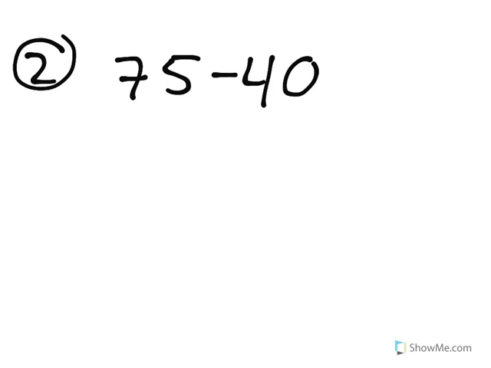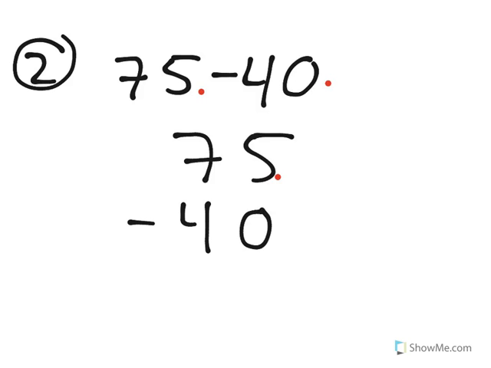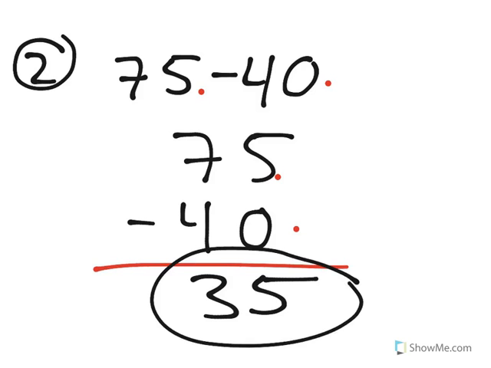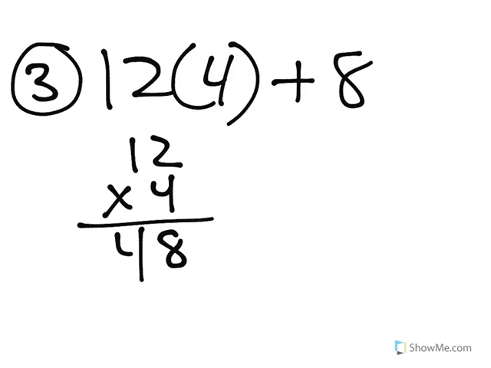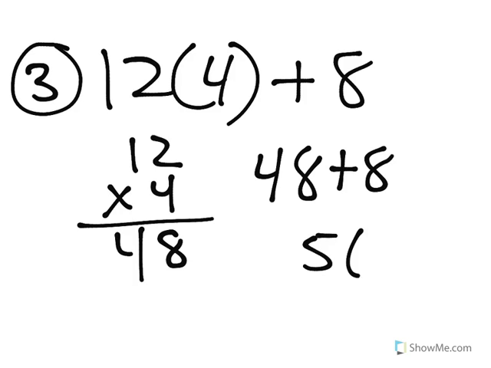Okay, the second one, subtraction. I do the same thing. I put my decimals, I like to line them up, and I'm going to subtract. So as I subtract, I can do 5 minus 0, which is 5, 7 minus 4, which is 3. So my answer for this problem is 35. Okay, number 3, it said 12 times 4 plus 8. So I'm going to go ahead and multiply 12 times 4 first, which I get 48. So I'm going to say 48 plus 8, which is 56. So my answer is 56.